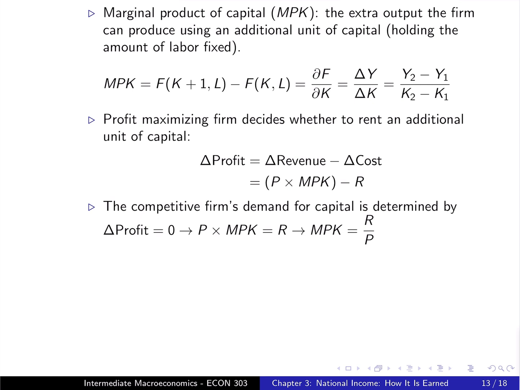So P times MPK equals R. Then MPK equals R over P. This condition tells us the firm's demand for capital: the firm hires capital up to the point where the real rental rate equals the marginal product of capital.